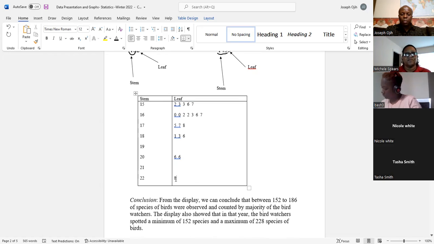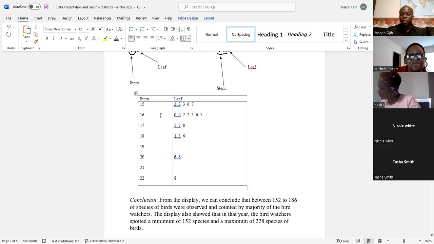Also, between 152 species and 180, most of the species are concentrated here. You can see that, right? Can you see it? Yeah. Most of the birds, these species are concentrated on this side.